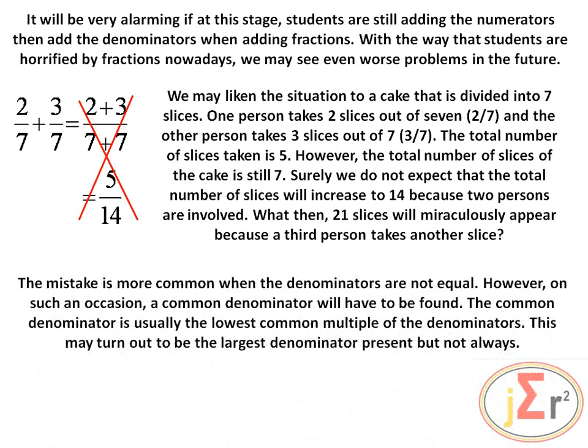The mistake is more common when the denominators are not equal. However, on such an occasion, a common denominator will have to be found. The common denominator is usually the lowest common multiple of the denominators. This may turn out to be the largest of all of the denominators present, but not always.